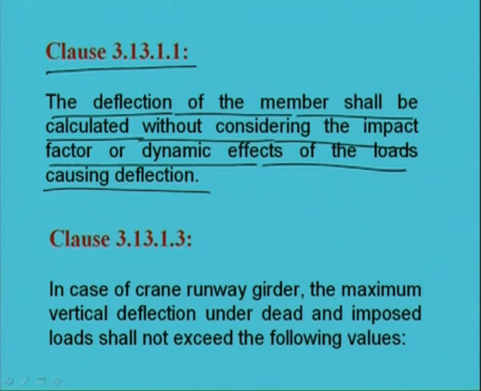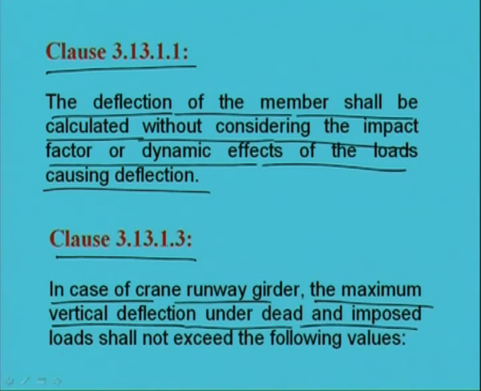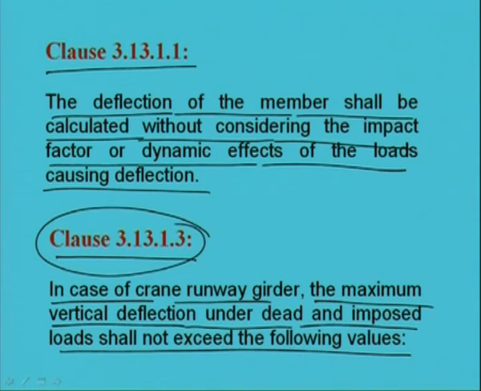And in clause 3.13.1.3 it is told that in case of crane runway girder, the maximum vertical deflection under dead and imposed loads shall not exceed the following values. So, in case of crane runway girder, the maximum vertical deflection has been specified in clause 3.13.1.3. What are those conditions?